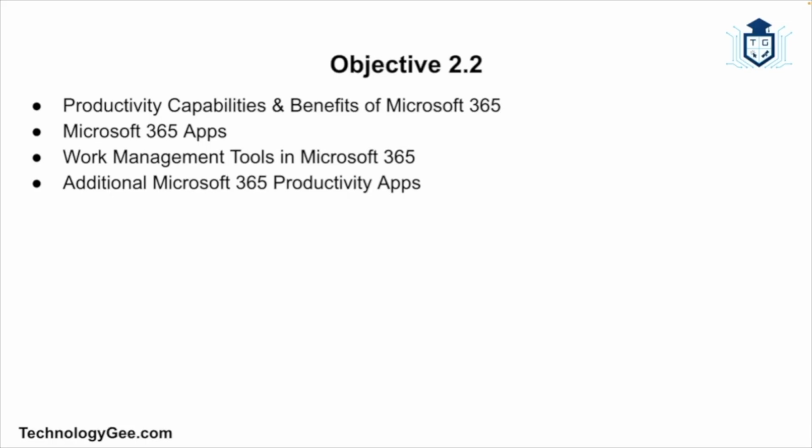And Microsoft 365 isn't just a collection of tools, it's a comprehensive ecosystem designed to optimize workflows, enhance content creation, and facilitate real-time collaboration from virtually anywhere. Whether you're managing remote teams, organizing projects, or automating repetitive tasks, Microsoft 365 provides the technology to improve productivity while ensuring security and compliance. So in this video, we're going to explore the key productivity solutions within Microsoft 365, including its capabilities, core applications, and additional tools that empower individuals and organizations to thrive in a modern workplace.